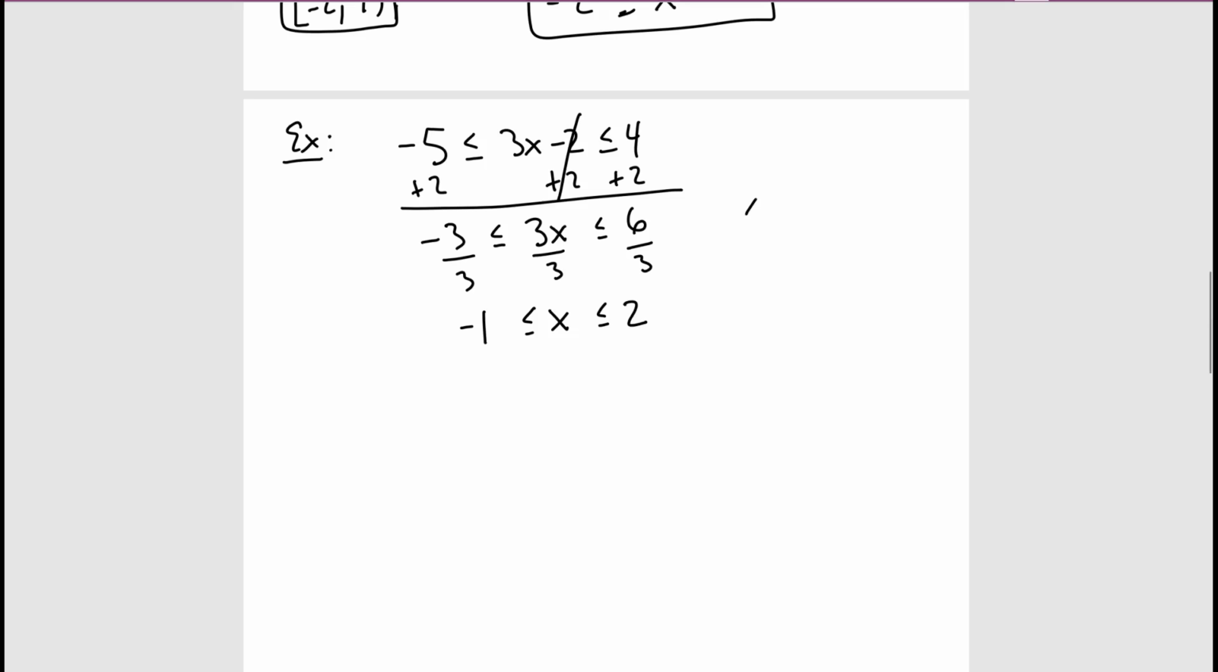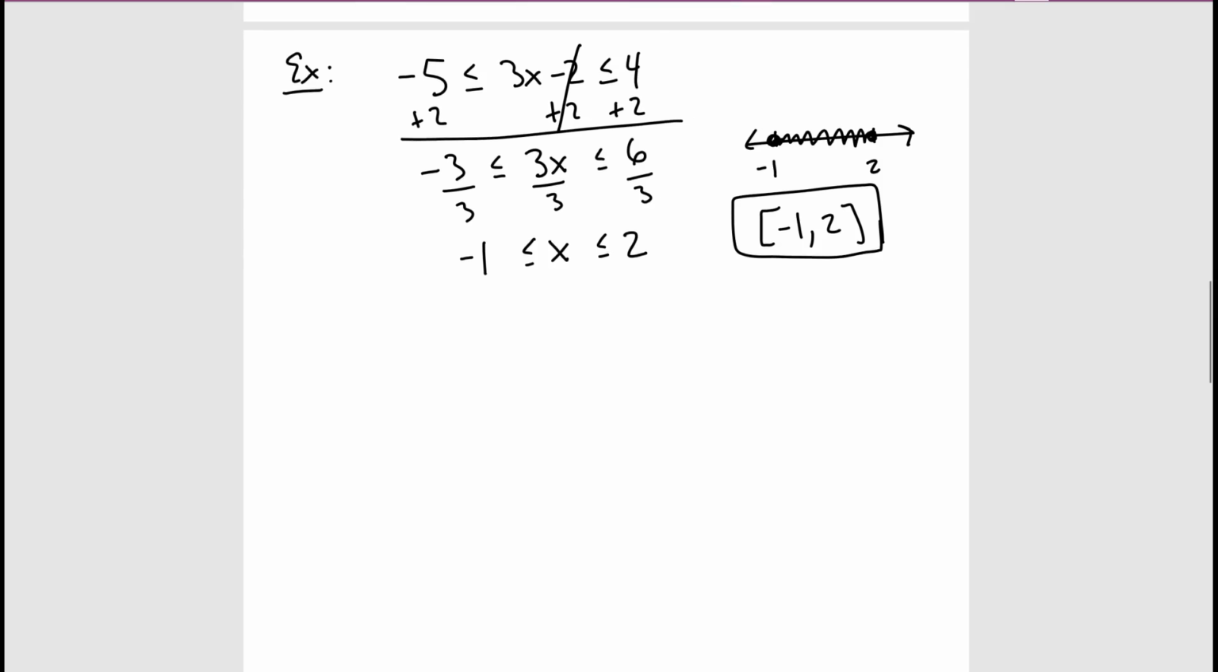If I go ahead and write it on a number line, here is -1, it's included. Here is 2, also included. Everything in between is the solution. So the answer will be from -1 all the way to 2. It's very, very straightforward. Now let's do one last one.